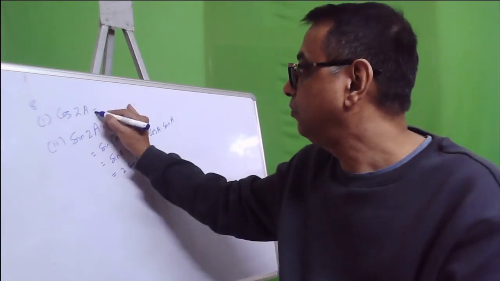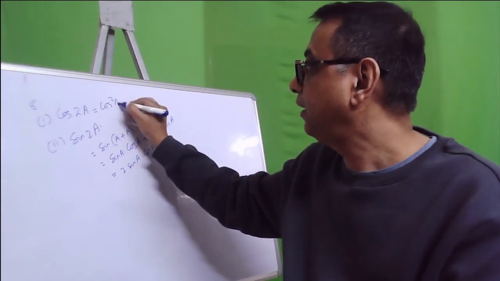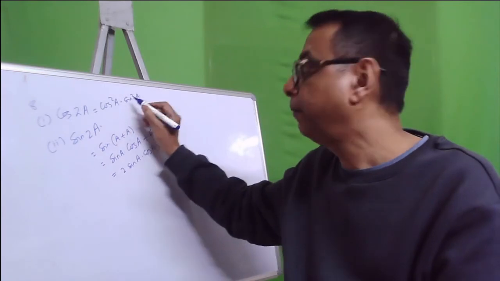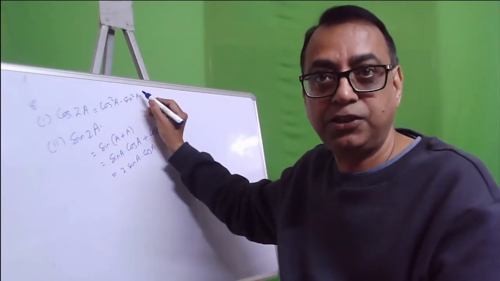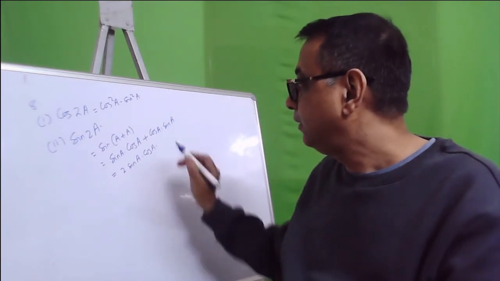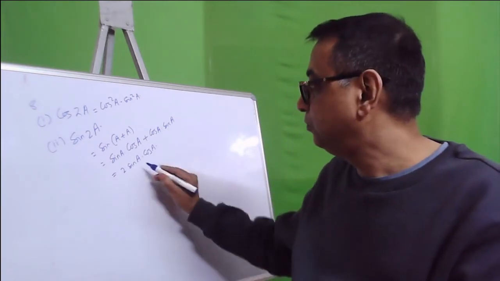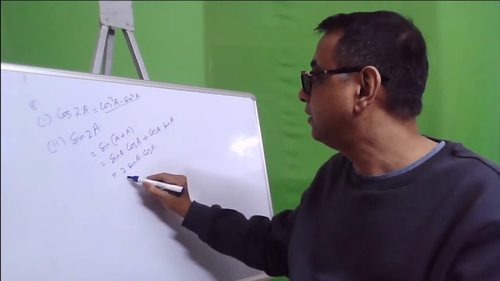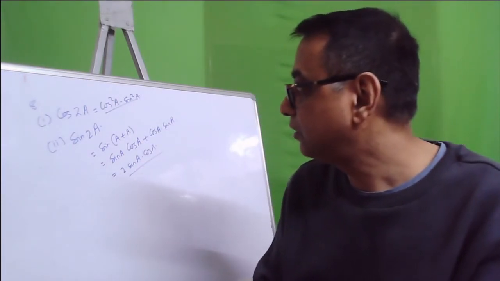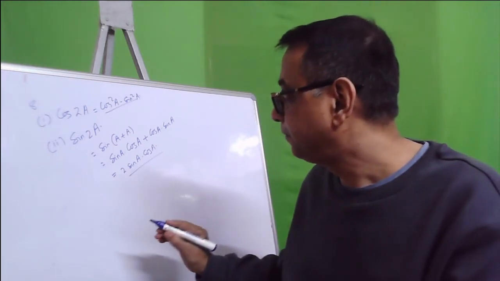So cos 2A, you have found that cos square A minus sine square A, and then we can make some other representations that we have found out, and sine 2A can be represented like 2 sine A cos A. So normally this and this we have to remember. Once these two things we remember, rest of the things we will remember automatically.